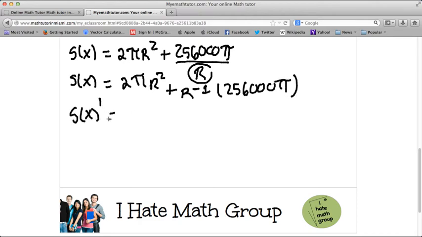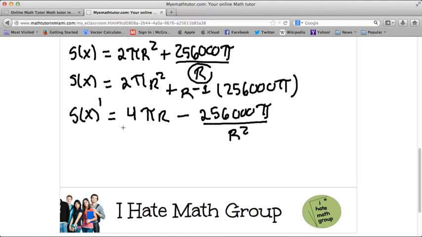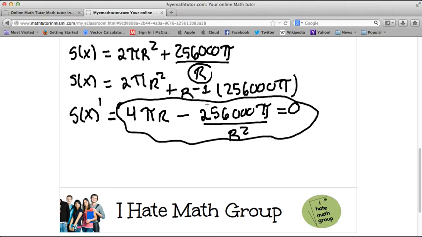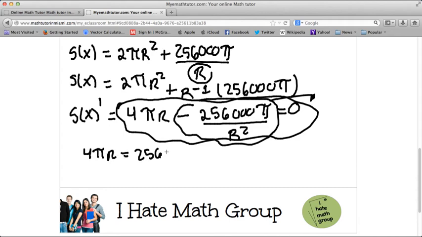When you do the derivative, look what's going to happen. You're going to have 4 pi r minus 256,000 pi over r squared. Now let's make this equal to 0. When I make this equal to 0, I pass the negative 256,000 pi over r squared to the other side to make it positive. So I have 4 pi r equals 256,000 pi over r squared.